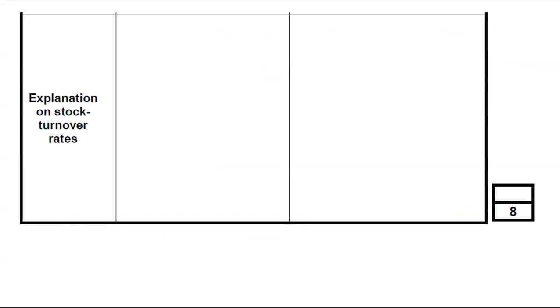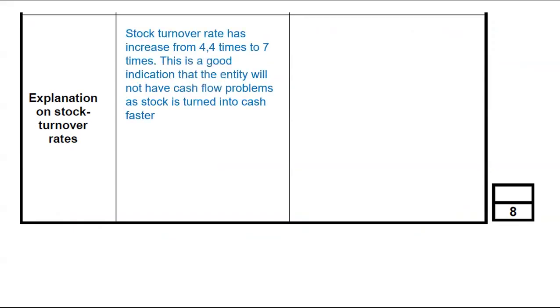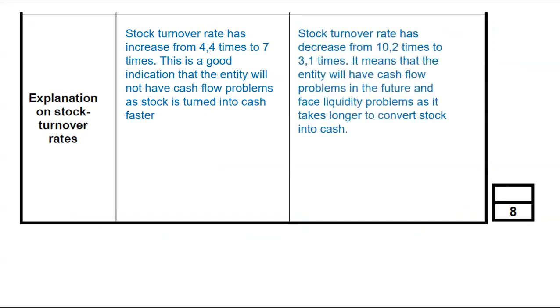Please note that with Clio, we converted stock into cash 7 times in a month. This is a good indication that the entity will not have cash flow problems, as stock is turned into cash faster. Whereas on the other hand, stock turnover rate has decreased from 10.2 times to 3.1 times. Now it takes you longer to convert stock into cash. It means that the entity will have cash flow problems in the future and face liquidity problems, as it takes longer to convert stock into cash.